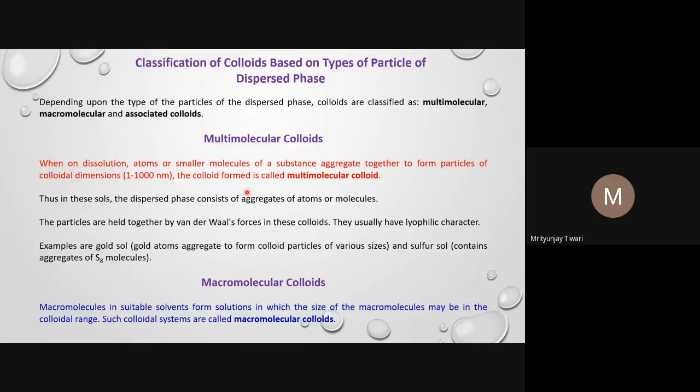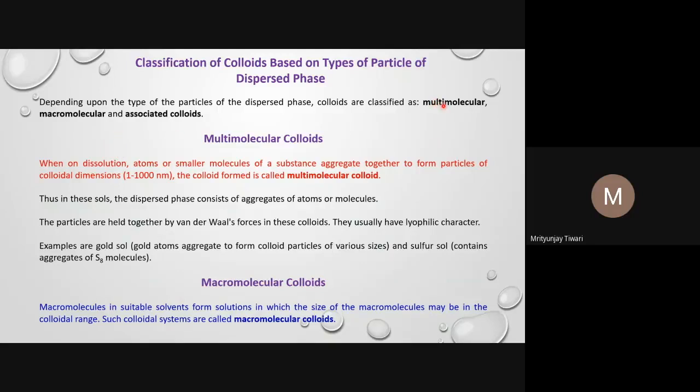Now let us see the classification of colloids based on the particles of the dispersed phase. Depending upon the types of particles of the dispersed phase, colloids are classified as multimolecular, macromolecular, and associated colloids. Association or aggregation we will see in the case of multimolecular and associated colloids both, but they are defined separately. We'll see what the differences are.